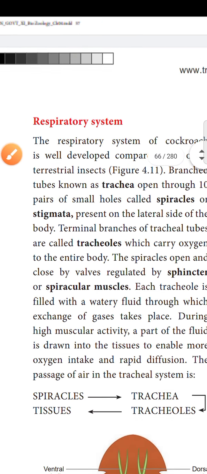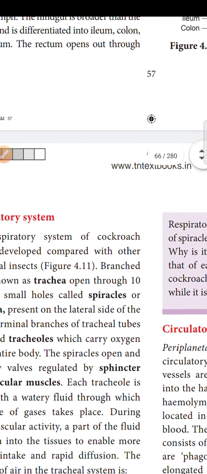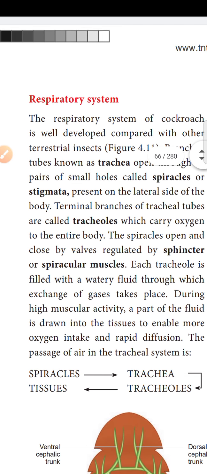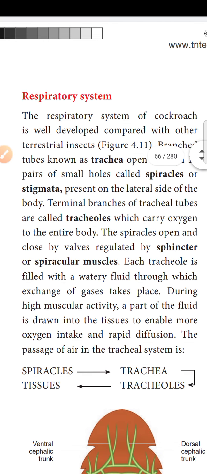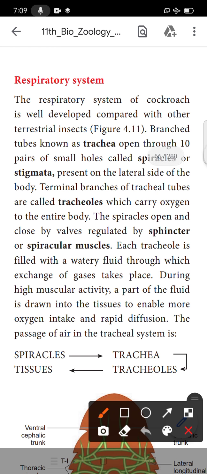Okay, we will see the next one. The digestive system is finished and the next one is the respiratory system. So, the respiratory system of the cockroach. What is the role of the respiratory system? Respiratory means inspiration and expiration, the system for the exchange of gases.